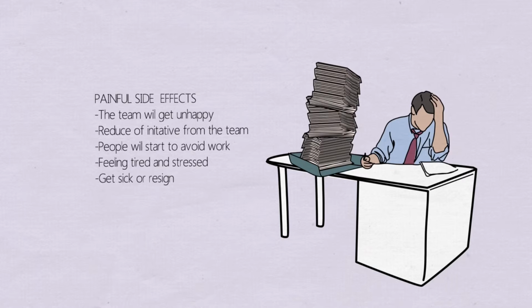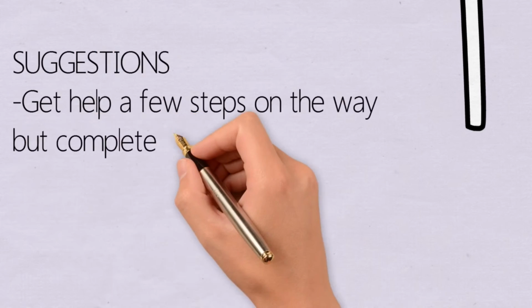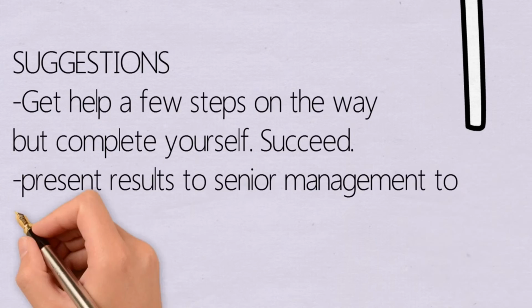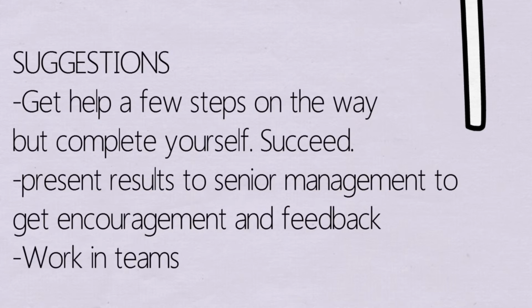So here's a couple of suggestions on how you can change from negative reinforcement to positive reinforcement by thinking about what can be added in each situation instead of what could be subtracted. If you have complex tasks, you can make sure that you get help during the process so you can see yourself succeed. When you succeed with something, you can get to present the results to members of senior management to get encouragement and feedback. You can also make sure that people work in teams, so that the members of the team can encourage and give feedback to each other.